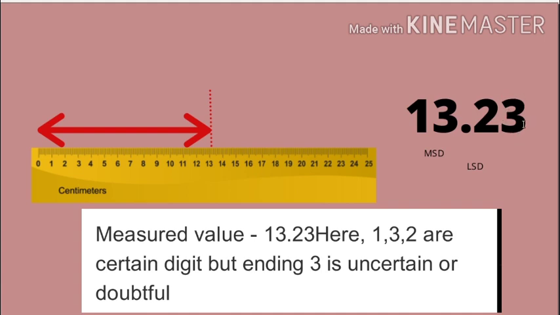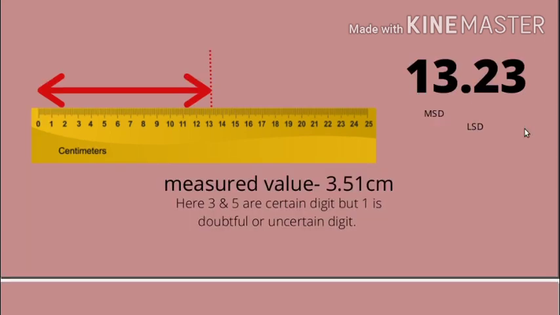Understand? So this is the digit we don't have confidence in, because centimeter, yes, I have a centimeter scale, millimeters are pointed here, so centimeter and millimeter are here, but on the number 3 we don't have confidence. Now the measured value is 13.23. Here the digits 1, 3 and 2 are the certain digits, but the digit 3 is uncertain, which is lying at the ending, so it is the least significant digit. Understand?